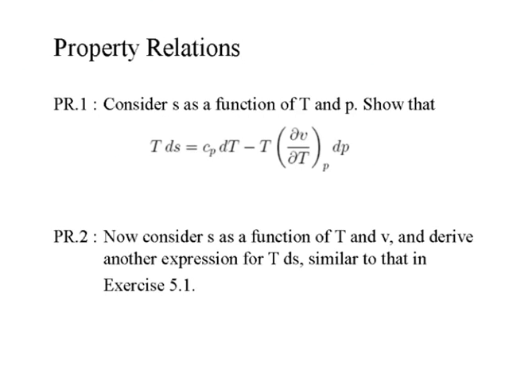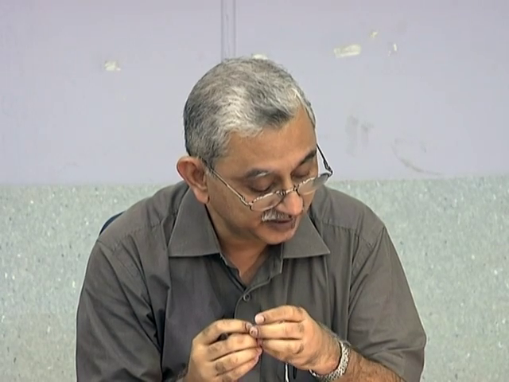And now let us begin with PR1. It says consider S as a function of T and P. Show that TdS is something. This is absolutely a basic exercise, even more basic than what we have seen. Before we do that, there are some preliminary things.